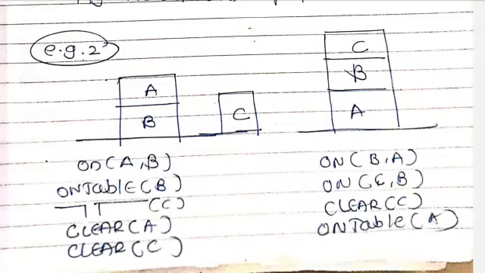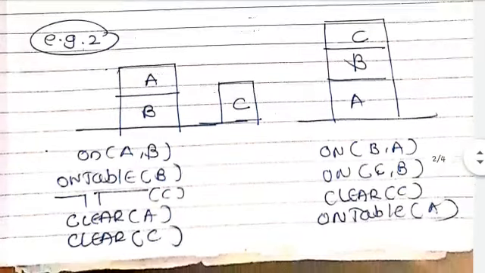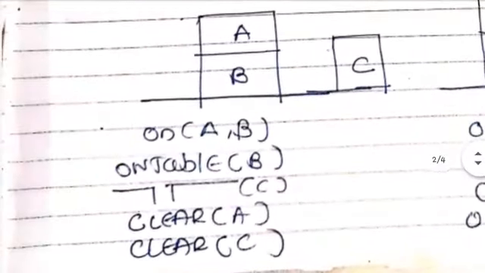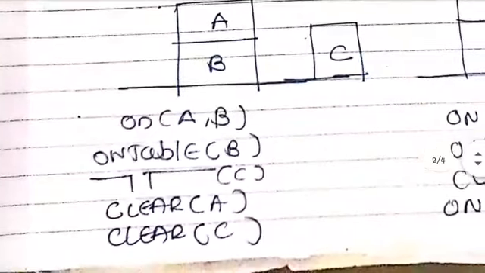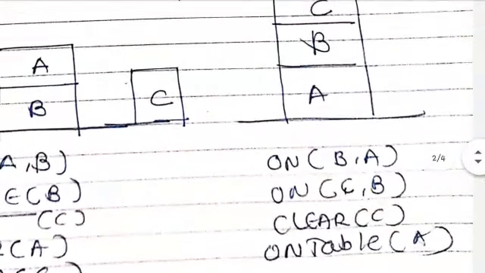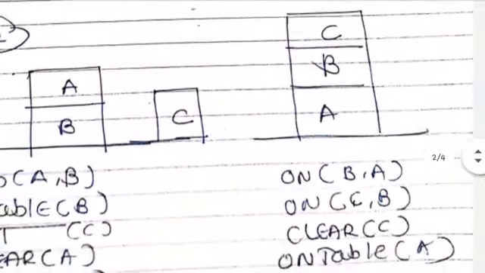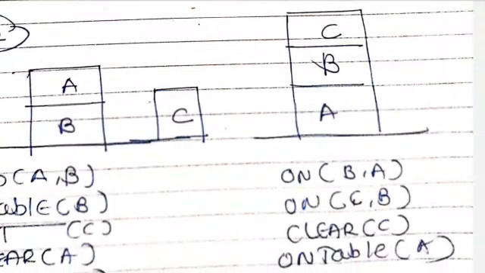Okay, let's discuss this. Our first predicate is A is on B, B on table, C on table, A is clear and C is clear. And our goal predicate is B is on A. If B is on A is satisfied, then and only then C on B is satisfied, clear C is satisfied, and A is on table.